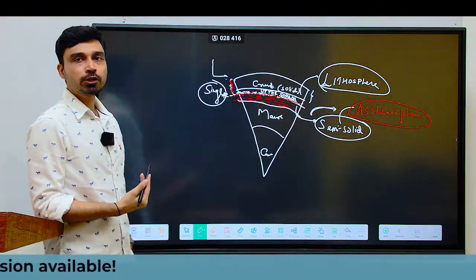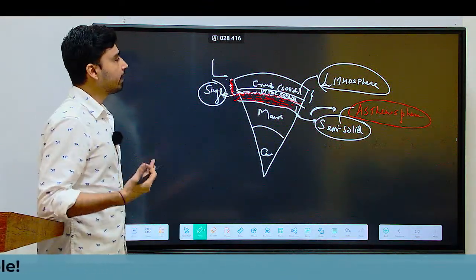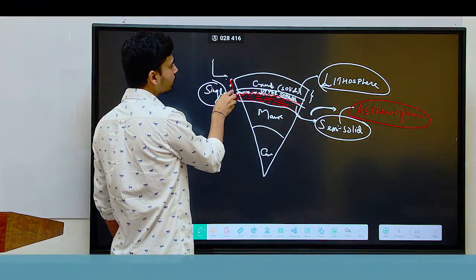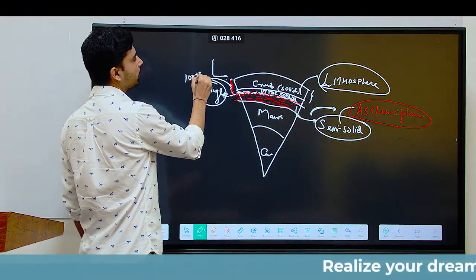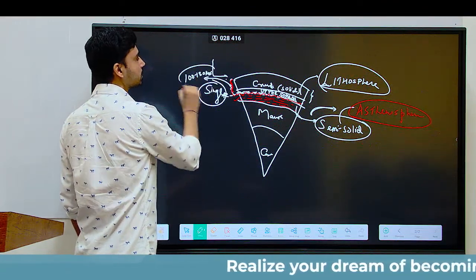The first point that can come to mind is what the thickness of this lithosphere is. The thickness of the lithosphere is not fixed everywhere; it varies from place to place. But overall it goes up to 100 to 130 kilometers from the surface.